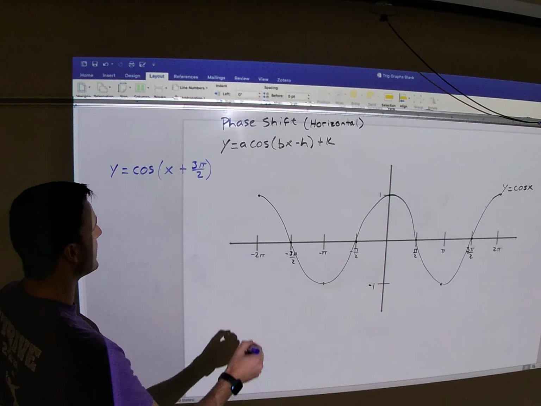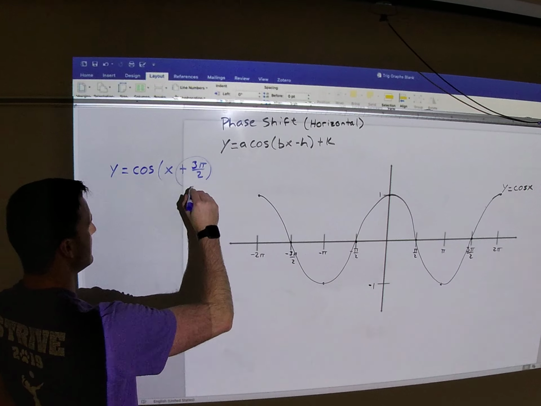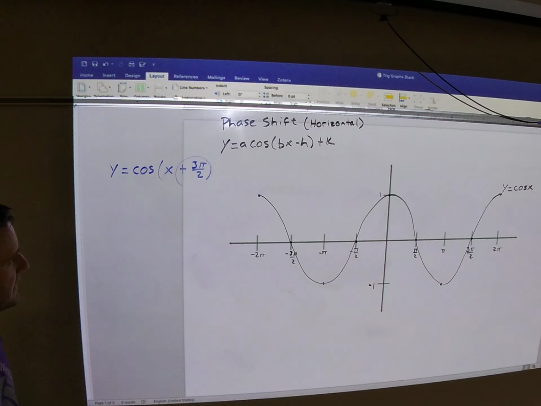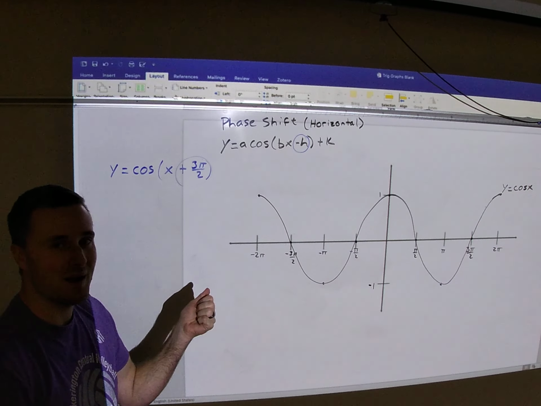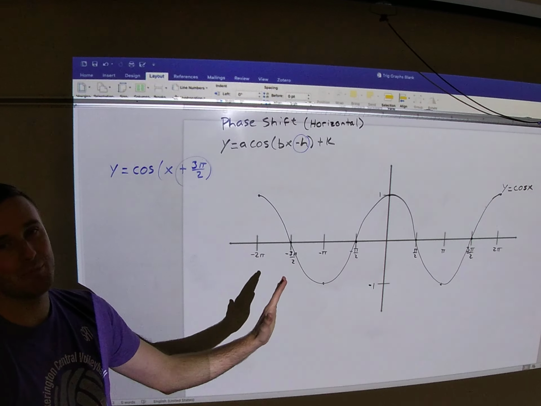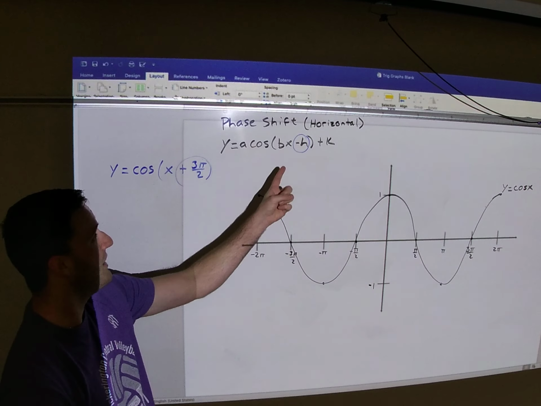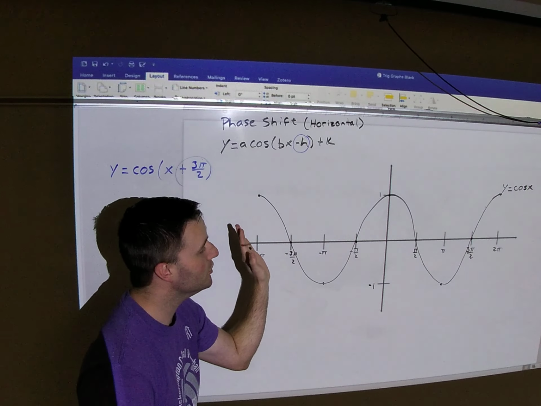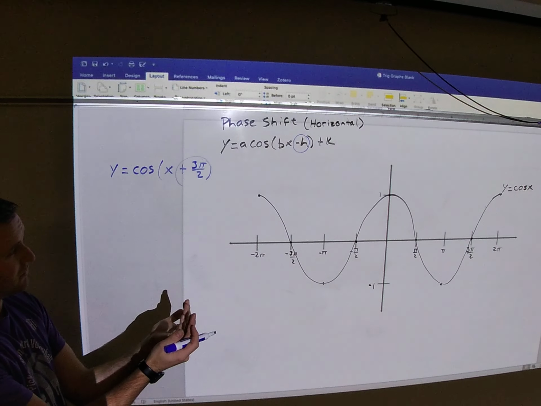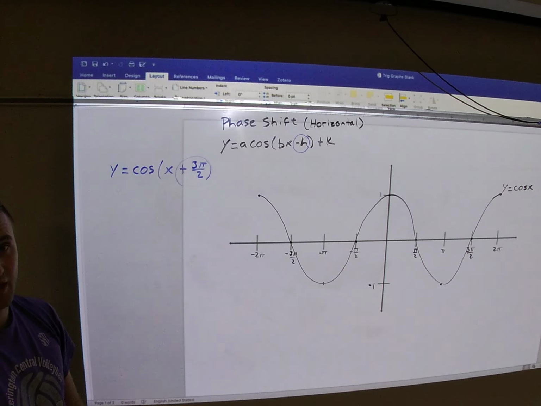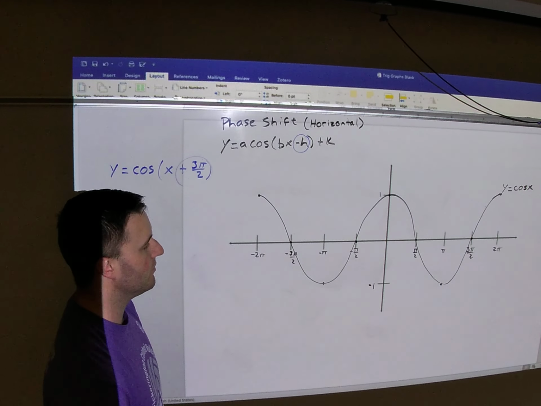So what we're going to do is just pay attention to the plus 3 pi over 2. And if you notice how we have this minus h here, remember that minus makes it seem to move the opposite of what we would think. So if we have minus pi, we're actually going to move right pi. If we have plus 3 pi over 2, we're actually going to move left a distance of 3 pi over 2. So it's kind of opposite of what we would think.